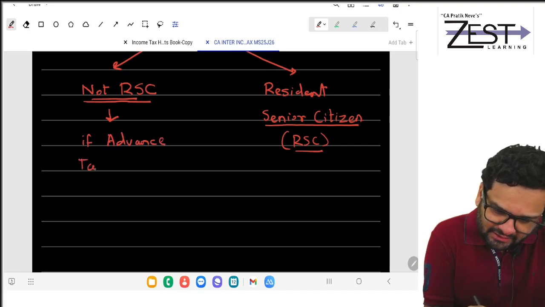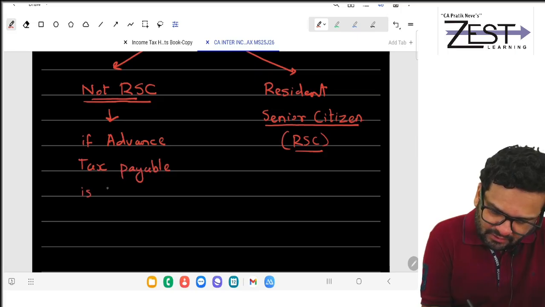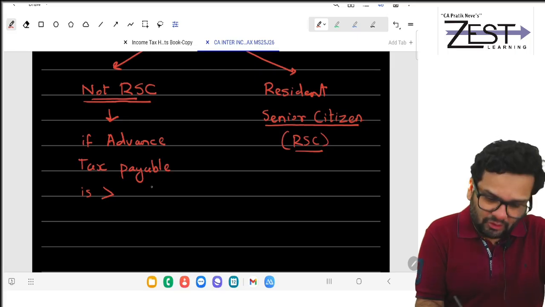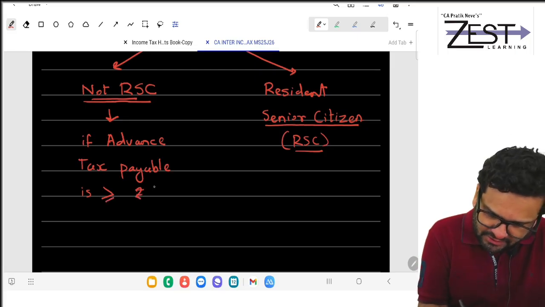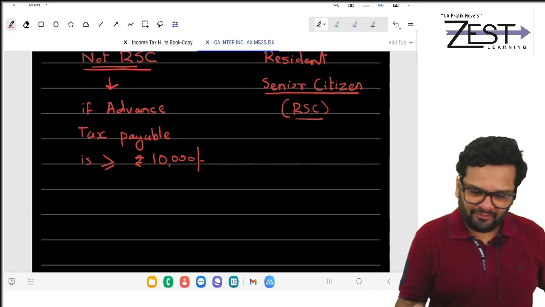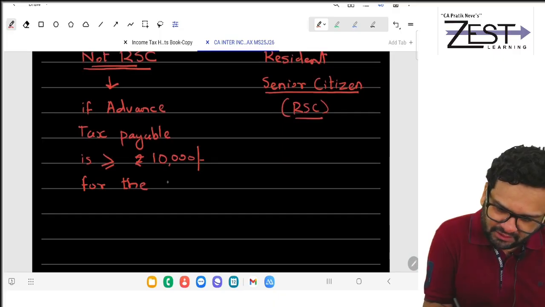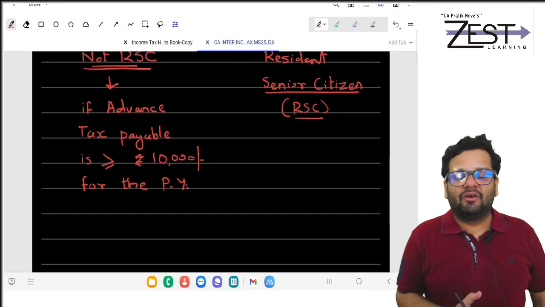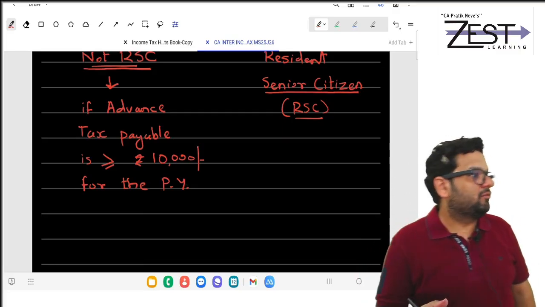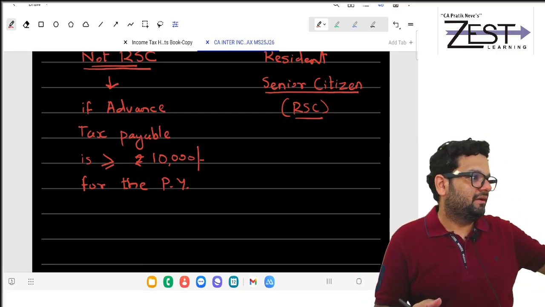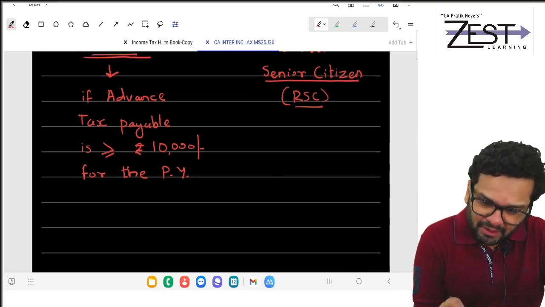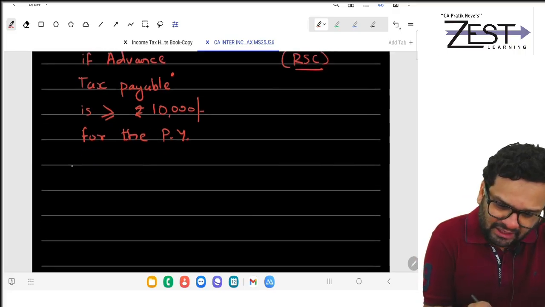Advance tax is applicable if advance tax payable is more than or equal to rupees, how much? 10,000 for the PY. But this advance tax payable, why are you not saying income tax payable? And why are you saying advance tax payable? Because advance tax payable means total tax payable.